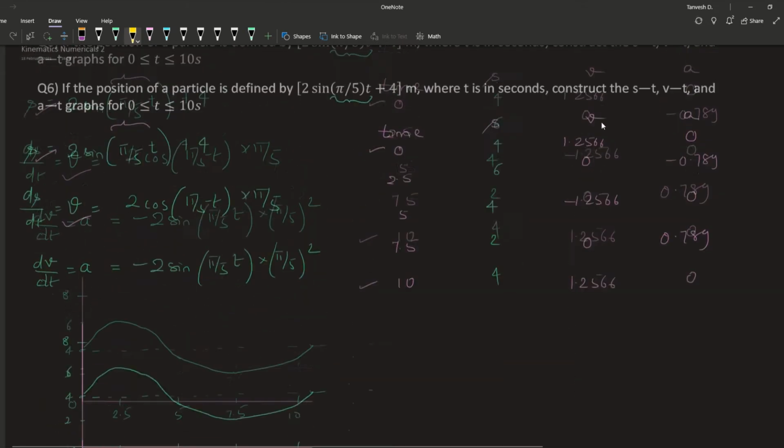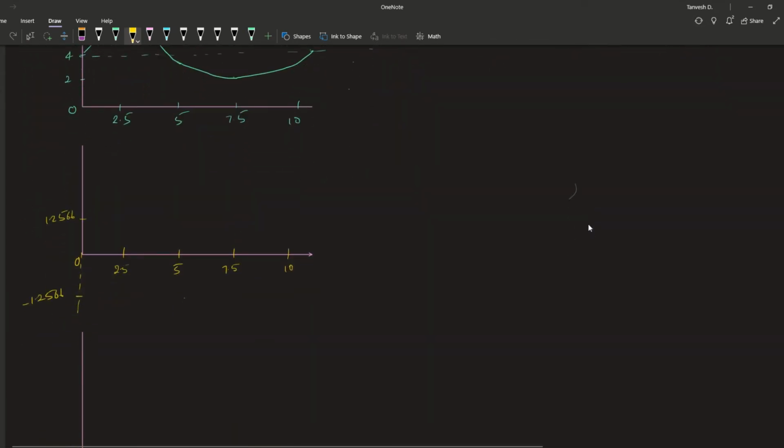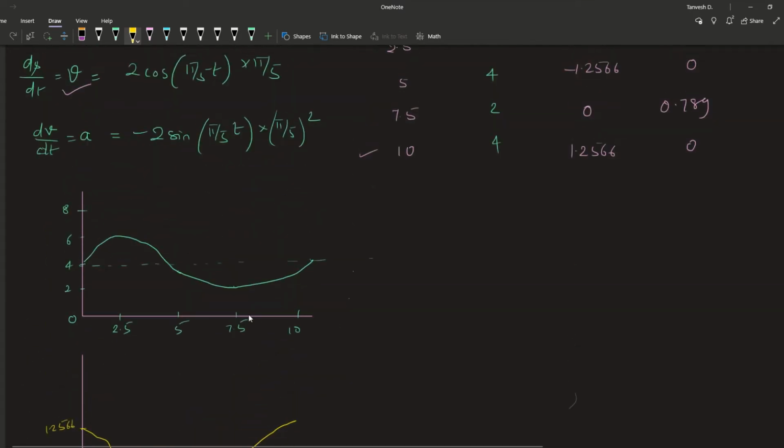At 2.5 it is becoming 0. At 7.5 it is becoming 0. Rest all other values it is maxima and minima. Okay, so this is how the velocity curve is going to look.